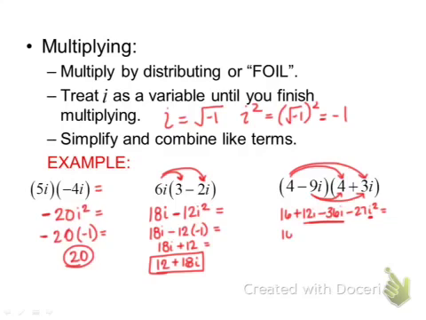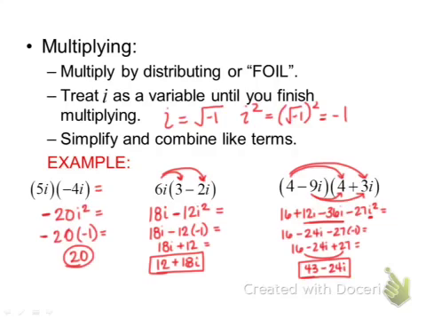So I'm going to get 16. Positive 12i, -36i is going to make me -24i. And -27 times -1 gives me 16 minus 24i plus 27. So essentially, I've got one more like term to combine together, 16 and 27. So I'm going to end up with 43 minus 24i. And that's in the standard form for a complex number.